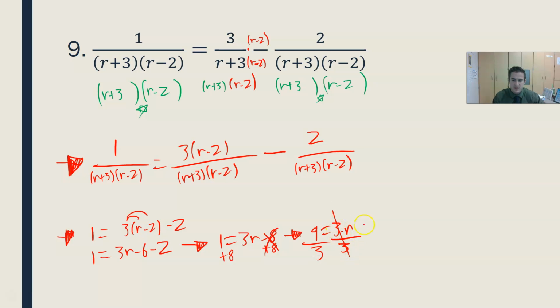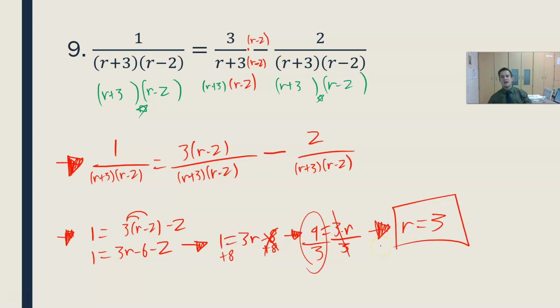I divide by 3. So r equals 9 divided by 3, which is 3. So my answer is 3. That's my final answer, is r equals 3. But I better go back and double check that I'm not going to have any extraneous solutions.